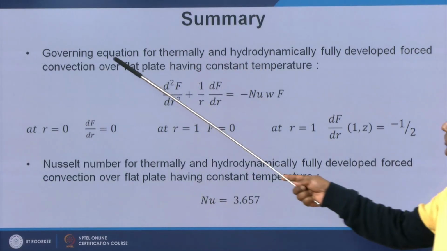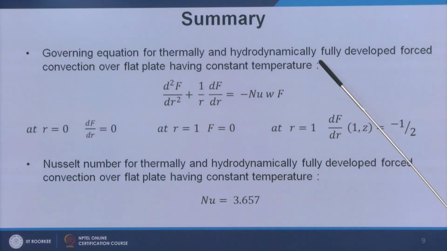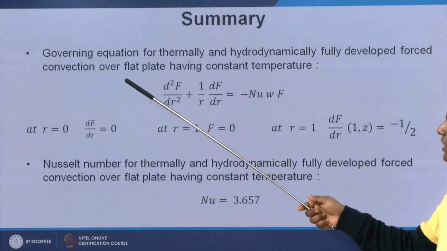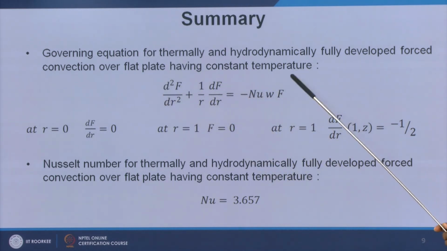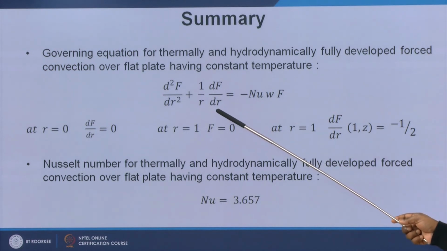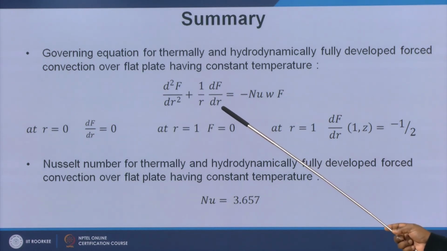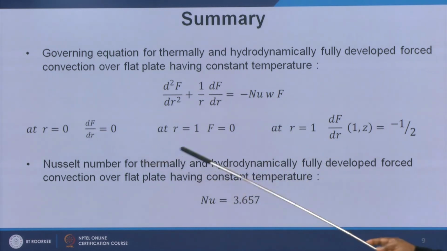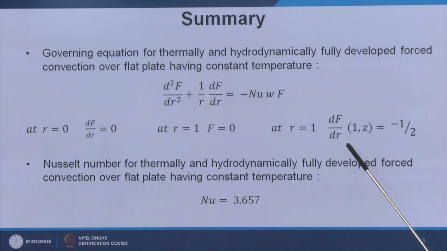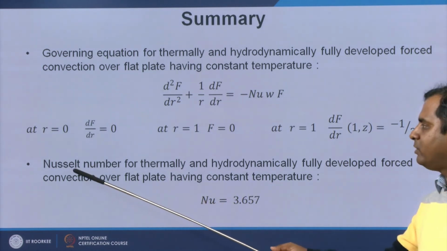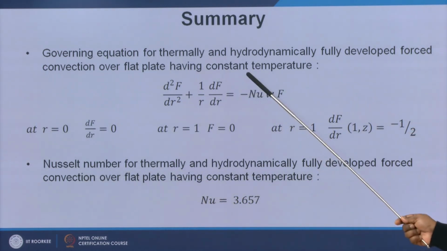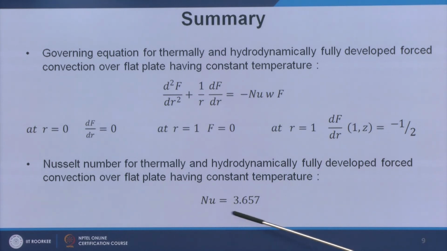First, we have understood the governing equations for thermally and hydrodynamically fully developed forced convection inside a tube having constant temperature. The equations were written in terms of f, where f is nothing but phi by Nu, the Nusselt number, and we have these boundary conditions. The last boundary condition has been modified by the introduction of the Nusselt number. Using an iterative numerical scheme, I have shown you how to solve these sets of equations, and finally we mentioned that if you solve this equation by the iterative scheme, the Nusselt number comes out to be 3.657.